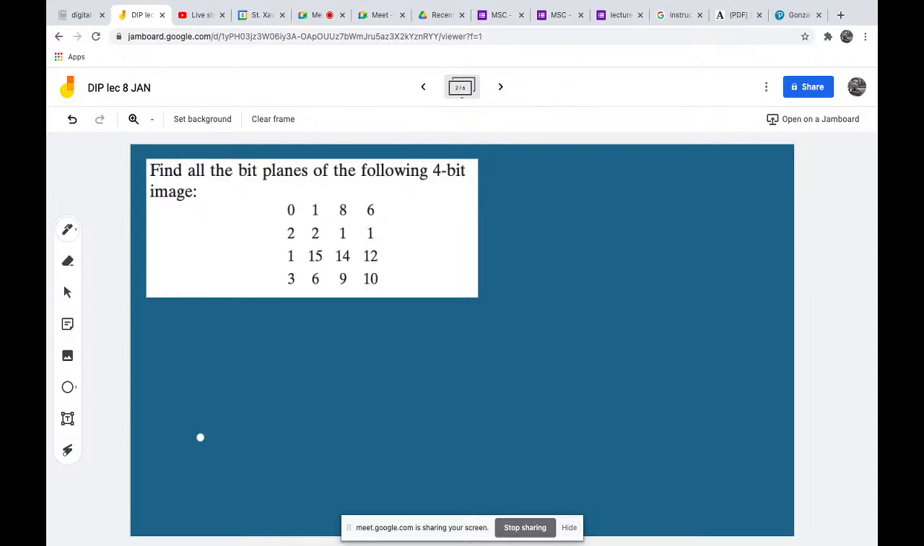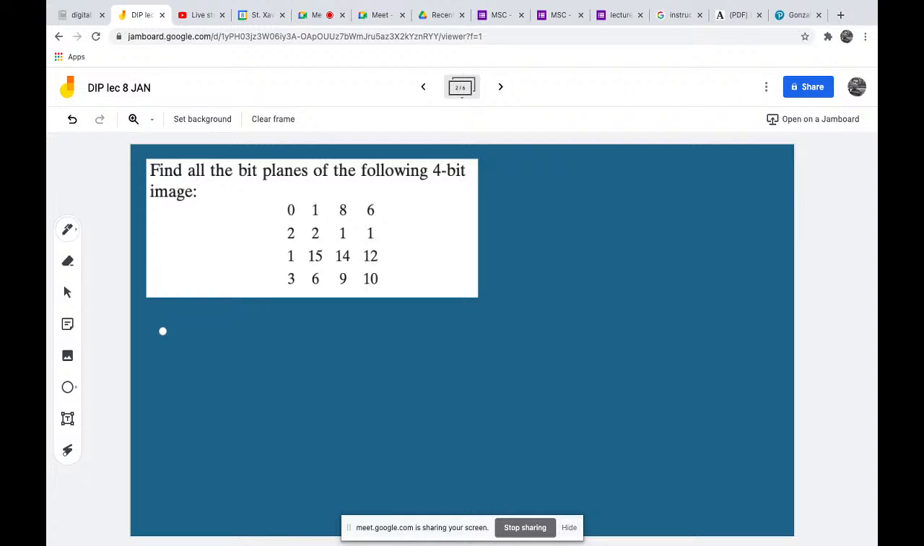Find all the bit planes of the following 4-bit images. Can you all do that? These are all 4-bit images. So you have to find the bit planes. Please try it. How do you write 0 using 4 bits? At least find the first bit plane and last bit plane.